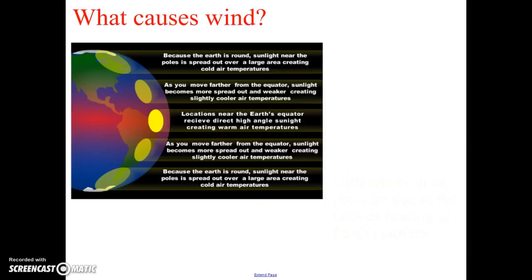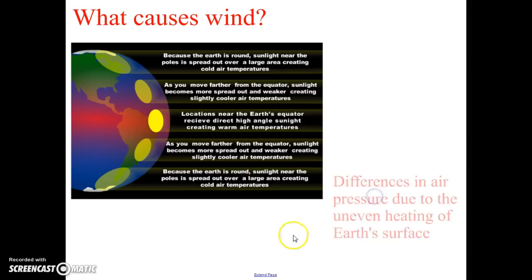So what causes wind is the same thing that causes all weather. We know that weather occurs because the Earth is heated unevenly. Right at the equator, we know there are the most direct rays. So the equator is a very warm area, whereas the North Pole and the South Pole are significantly cooler. This uneven heating of the Earth creates differences in air pressure, and that's what causes wind.